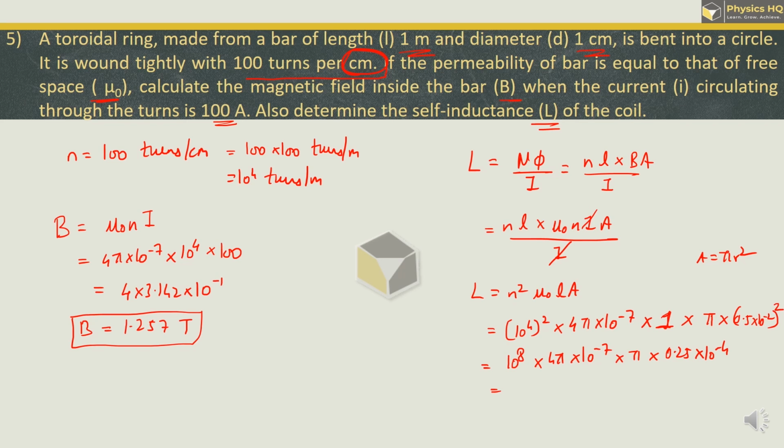0.25 is nothing but 1 by 4. So this and this will cancel out. We will be left with pi square into 10 raised to minus 3. Now we can take pi square approximately as 10. Actually it is 9.87 into 10 raised to minus 3 Henry, but approximately as per textbook we can take it as 10 into 10 raised to minus 3 Henry, or we can write it as 10 millihenry.